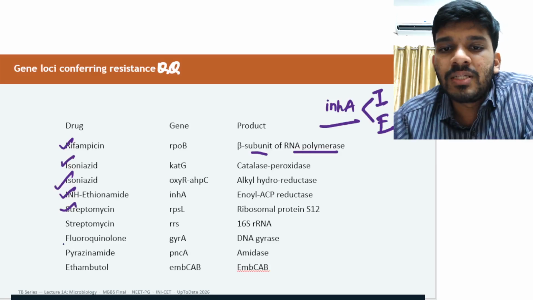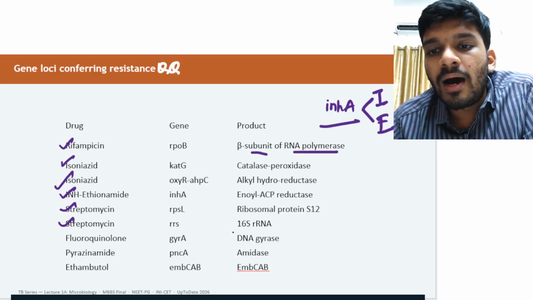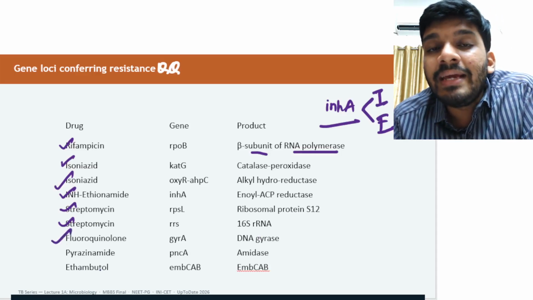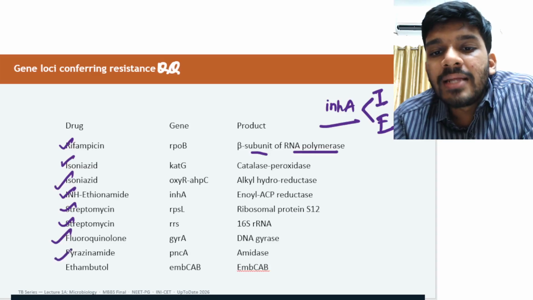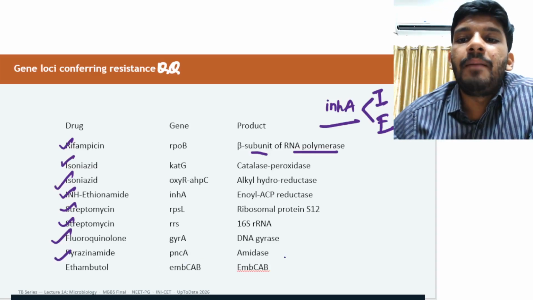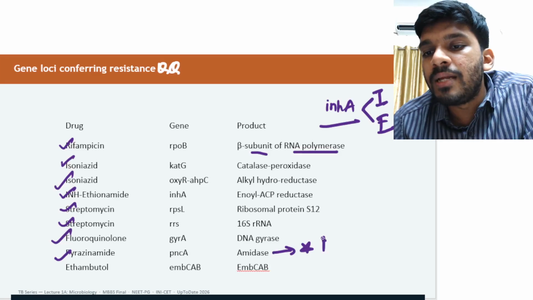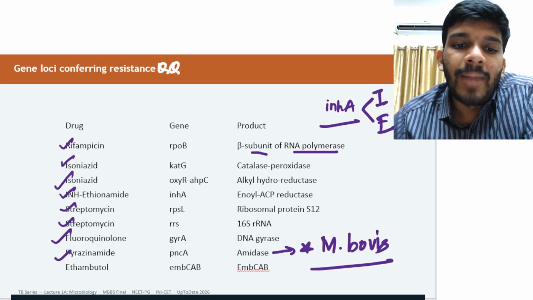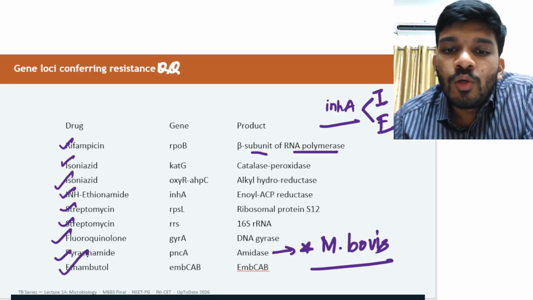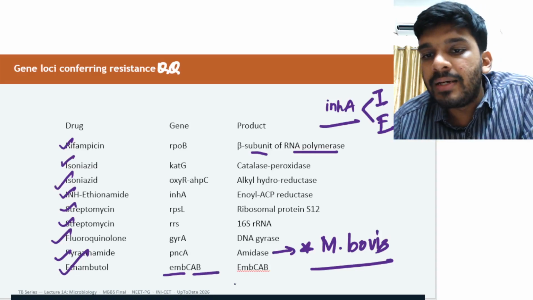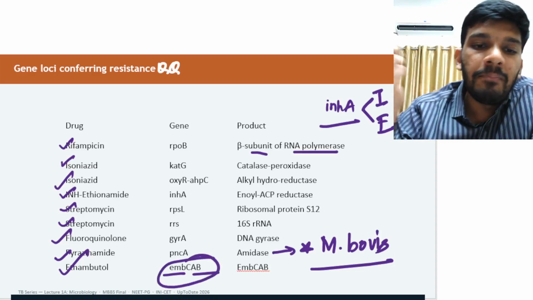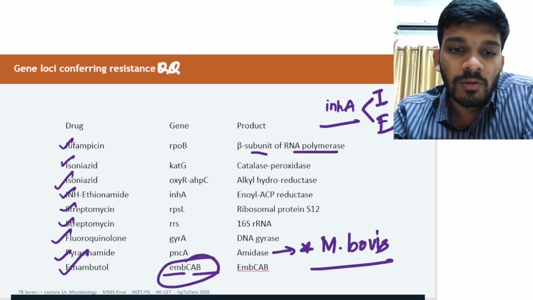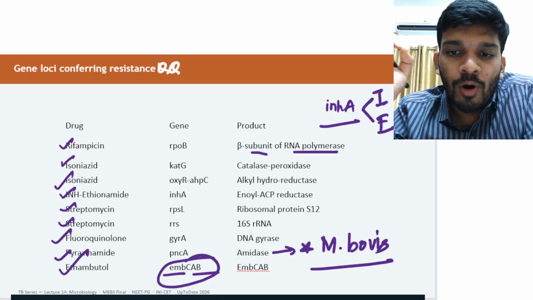Streptomycin, RPSL, which is a ribosomal protein. Another one is RRS 16S, ribosomal RNA. For fluoroquinolone, it is GYR-A, that is the DNA gyrase. Pyrazinamide, it is PNCA, which is an amidase. Remember, this mutation is present in Mycobacterium bovis, which is why they are intrinsically resistant to pyrazinamide. For ethambutol, you have EMBCAB, EMB cap. It is a cap which drives the bacteria away from ethambutol. So these are the important things.